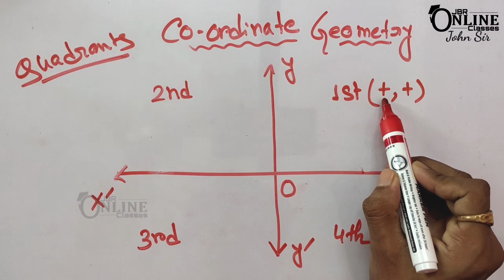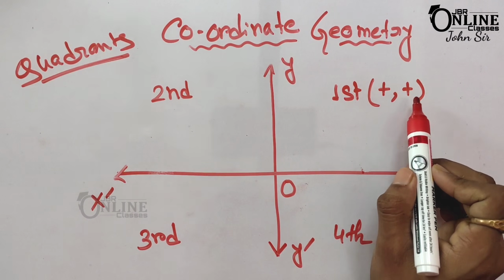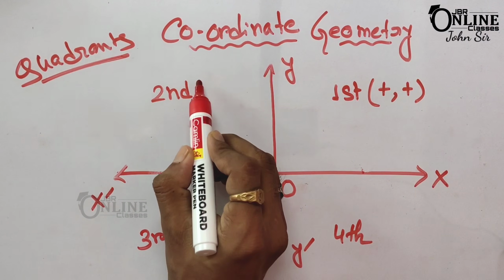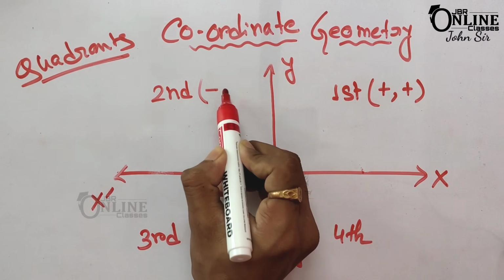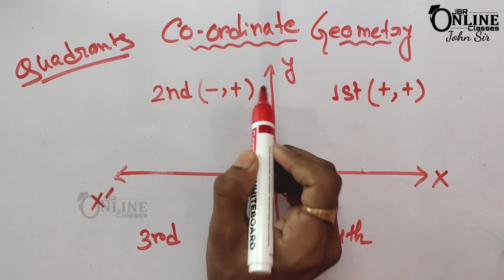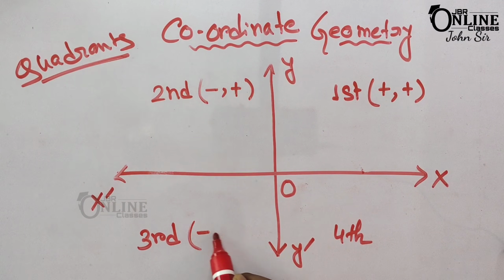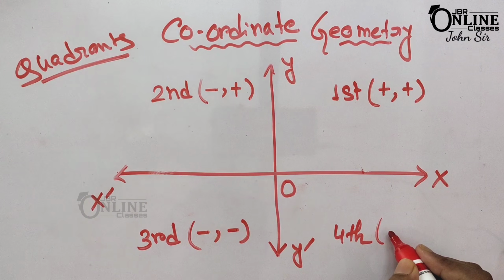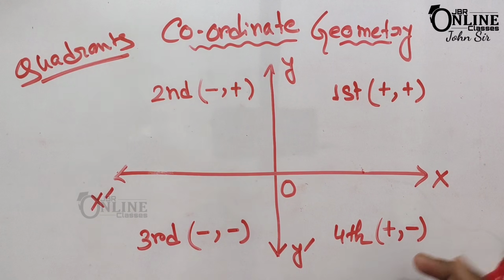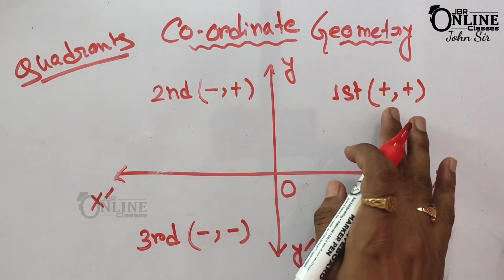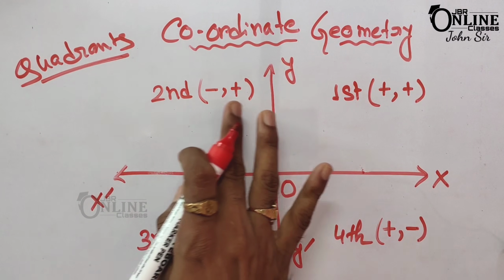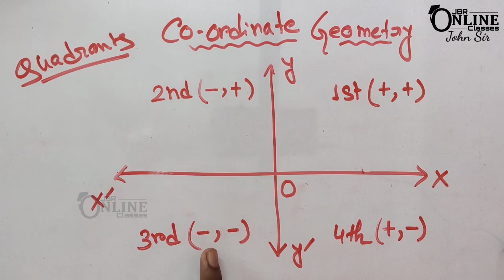Okay, that means here the abscissa and the ordinates both are positive numbers. In the second quadrant, x will be negative but y will be positive. In the third quadrant, x and y both are negative. In the fourth quadrant, x is positive but y is negative. So first quadrant positive, positive; second quadrant negative, positive; third quadrant negative, negative; and the fourth one positive, negative.